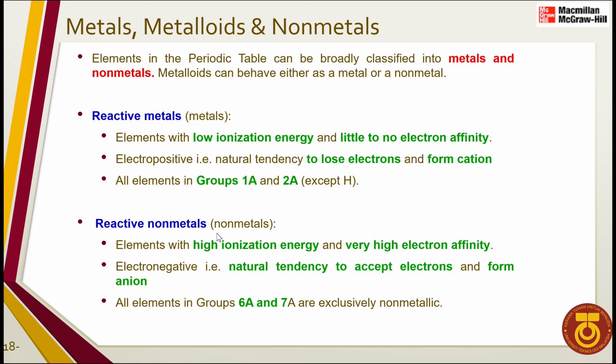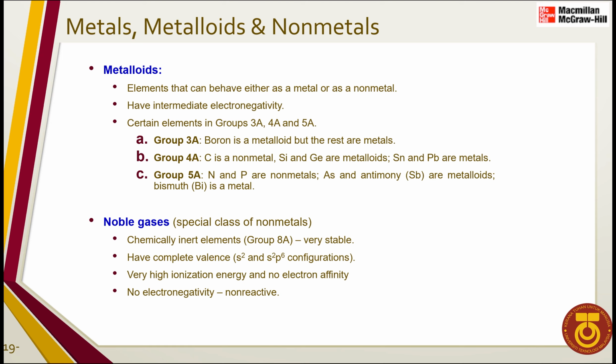Okay, reactive nonmetals, or shortly nonmetals, are elements with higher ionization energy, and they have the tendency to accept electrons and form an ion. They are usually elements in group 6A and 7A. These elements are non-metallic, for instance Cl, F, Br, sulfur, oxygen, and so on. These groups are non-metals and have the tendency to accept electrons and become negatively charged. Next is metalloids. Metalloids are elements that can behave as either metal or non-metal because they have intermediate electronegativity. So it is not too strong, because it is in the middle. It is usually found in group 3A, 4A, and 5A.